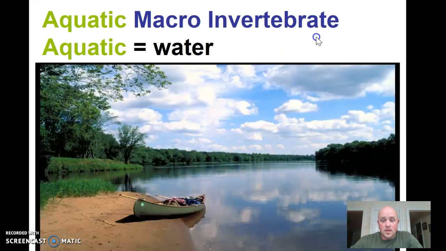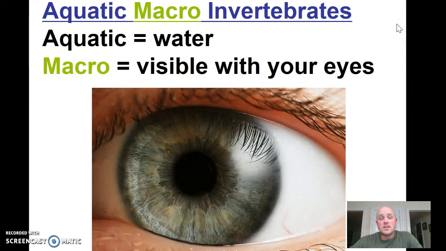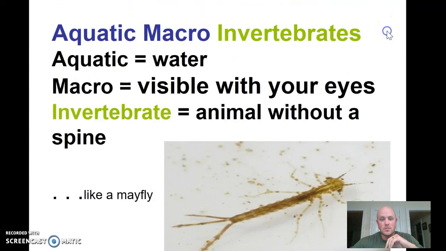Here we go. Your first blank: we're talking about aquatic macroinvertebrates. Aquatic equals water. Second, we have macro, meaning visible with your eyes. Micro is not visible with your eyes. The next part is invertebrates, which are animals without a backbone or a spine, like a mayfly.